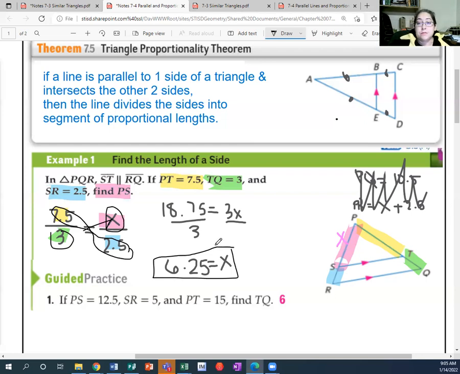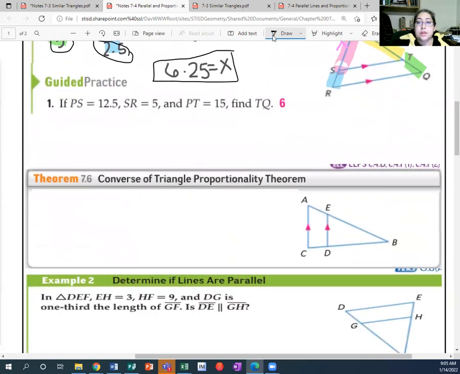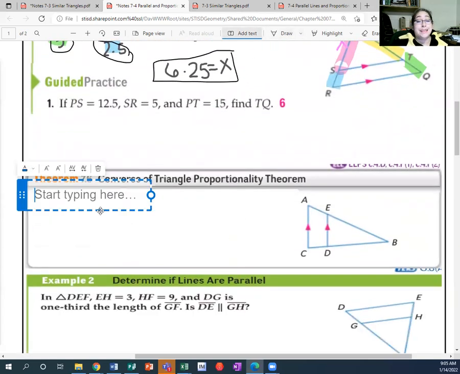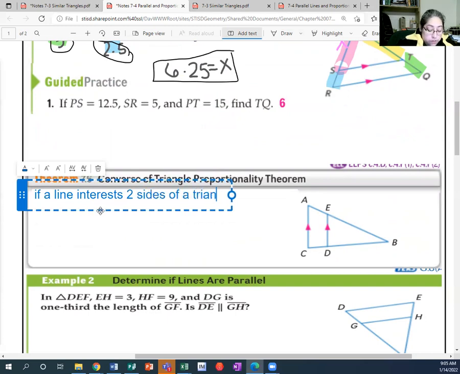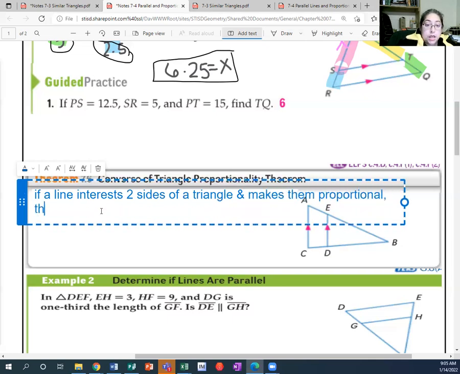All right, but we can make this seem more complicated, and it's not. The way we make it seem more complicated is by taking the converse of the thing that we just did, which is: if a line intersects two sides of a triangle and makes them proportional, then the line is parallel to the third side of the triangle.